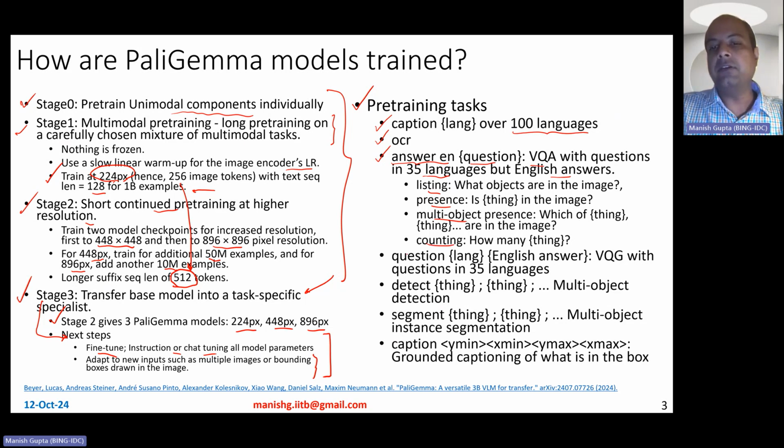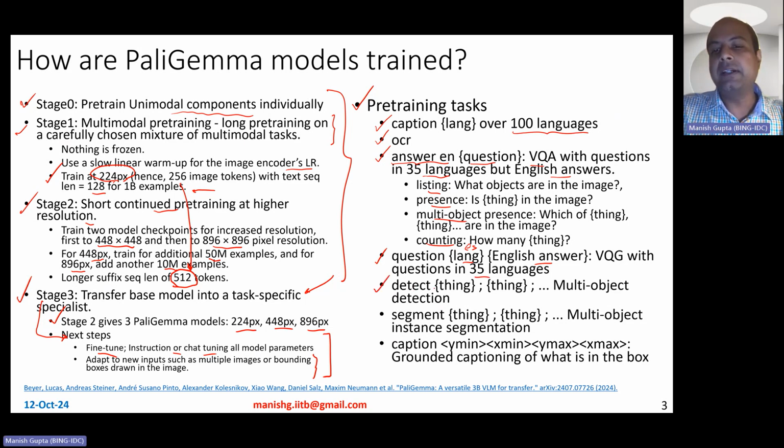You could also have the other way around. So this is a question generation problem. So visual question generation, where you have the English answer, but you generate a question, and the language is specified by a language code. So for example, Spanish, and then you want to generate a Spanish question for this English answer across 35 languages. Okay. Multi-object detection task.